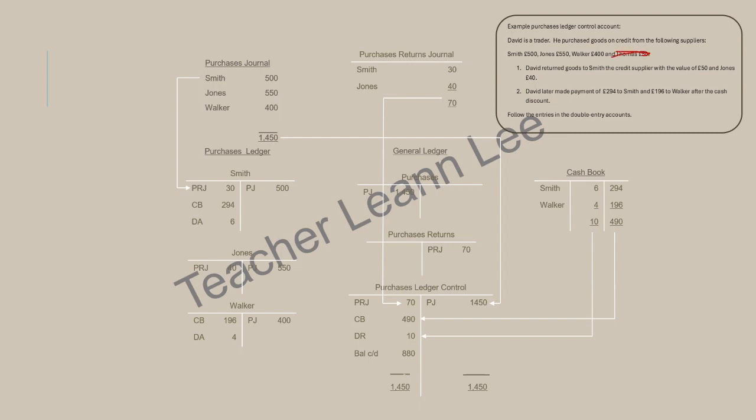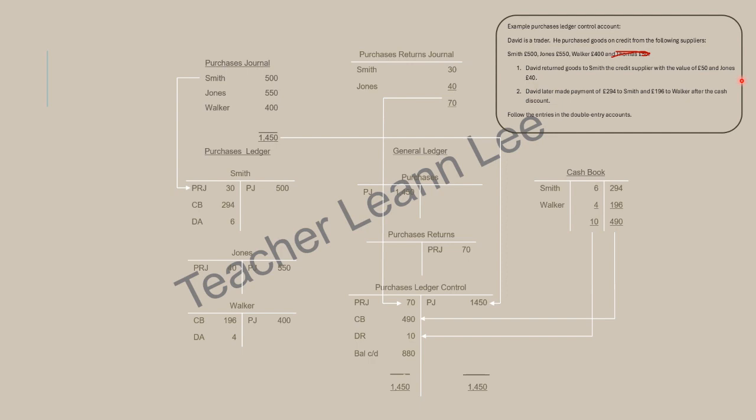Okay, and David returns goods to Smith, the credit supplier, with the amount of 50. So this is purchases returns, and to John, the return is 40. I mean, I return it back. For example, imagine that I'm David. I return 40 to John, my supplier, my TP.